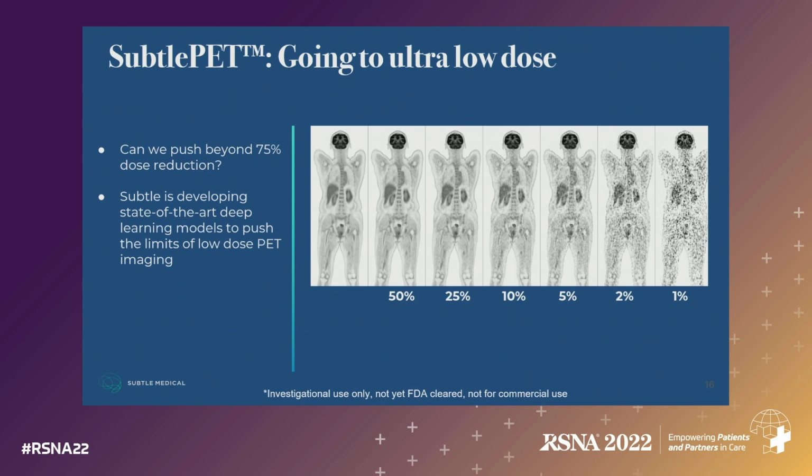Our commercially available version of Subtle PET has been validated in cases with up to 75% reduction in counts, but our research team is developing the models capable of going dramatically higher. Our team recently participated in an IEEE competition to enhance ultra-low-dose PET scans with up to 99% reduction in dose. Our team placed first overall in that competition.